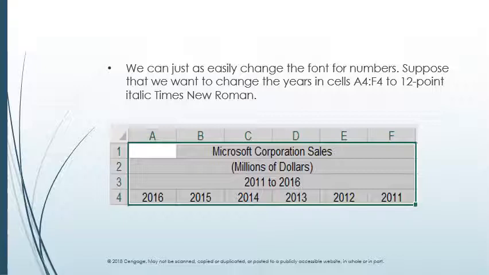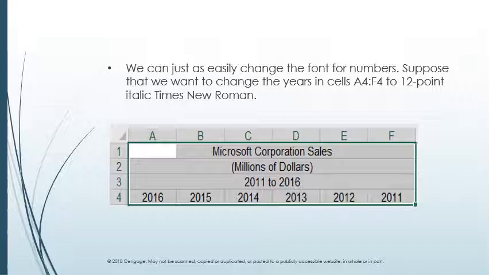We can just as easily change the font for numbers. Suppose that we want to change the years in cells A4 to F4 to 12-point italic Times New Roman. First, we should select the range of cells from A4 to F4, then select the proper attributes from the Home tab or right-click and choose Format Cells.